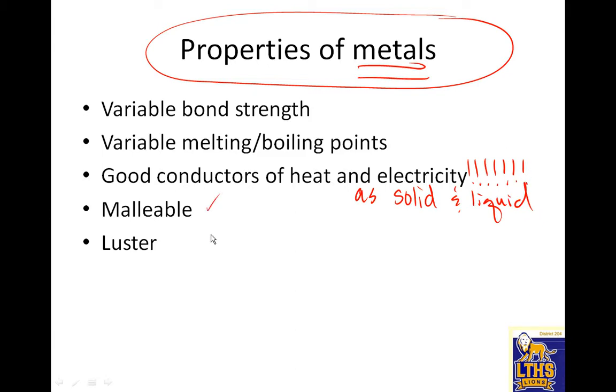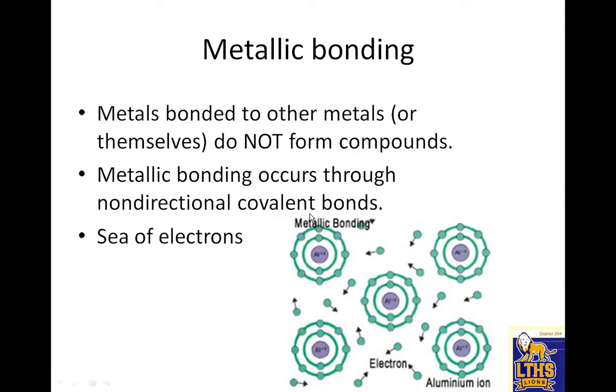They are malleable. That means you can hammer them into shapes. They have high luster. They're ductile. You can make wires out of them. Okay, so here are properties of metals. We've talked about this before, but now we're going to talk about what the heck's holding them together.